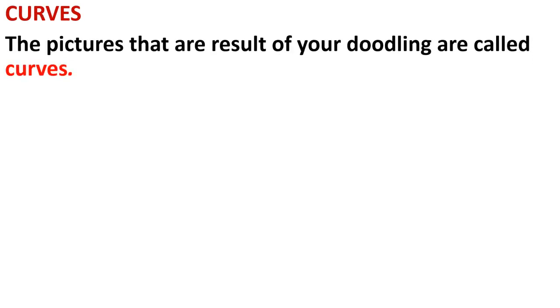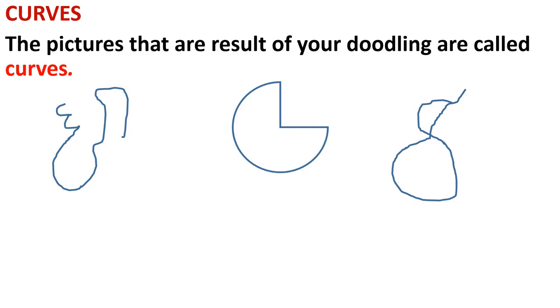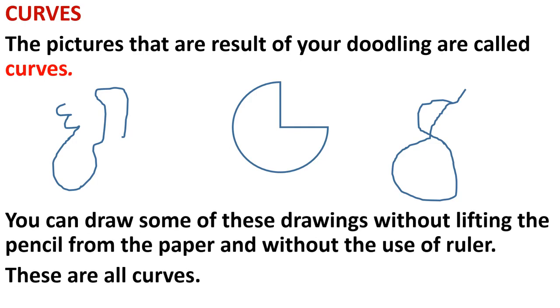See these pictures. The pictures that are the result of your doodling are called curves. Doodling means when you are making a drawing roughly, rough-handed. These are all pictures of curves. You can draw some of these drawings without lifting the pencil from the paper and without the use of a ruler.